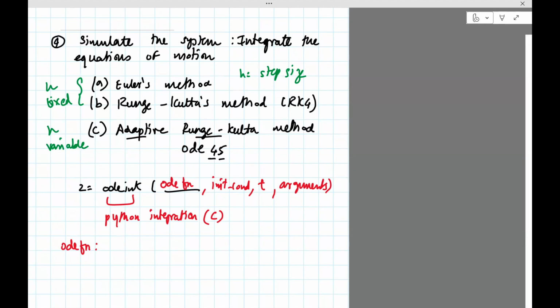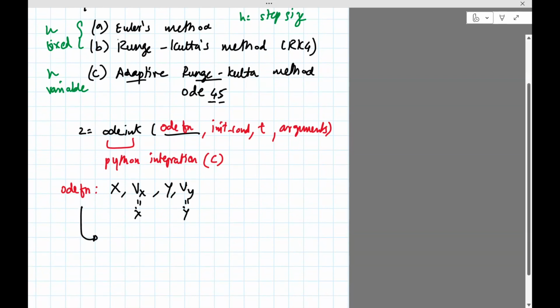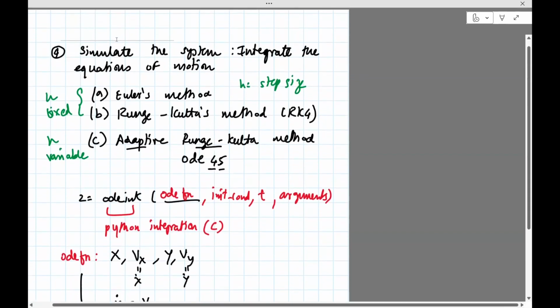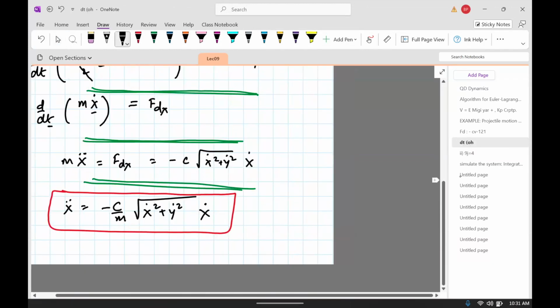Let me just rewrite the... I think my code doesn't do that. So let me just, that is x, vx, y, vy, right? This is same as x dot, is same as y dot. So what you need to do is ODE fun will be x dot equals vx, vx dot is the same as x double dot, which was here. So you'll write this one.